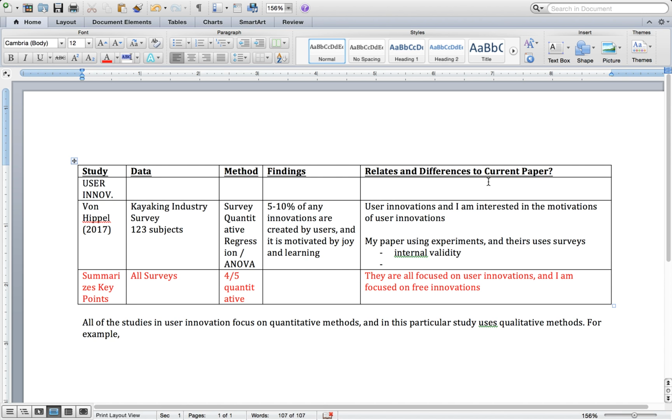Then over here, you can get into how it relates to your current paper, your current idea. So for user innovation, let's say I'm writing a paper on motivations. It relates because it's about user innovation and it's about motivations. Then you can get into the differences: my paper is using an experimental methodology, while they use surveys. Why is that important? Experiments have more internal validity.